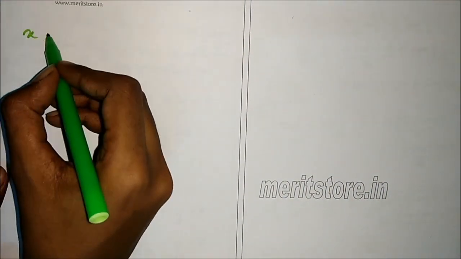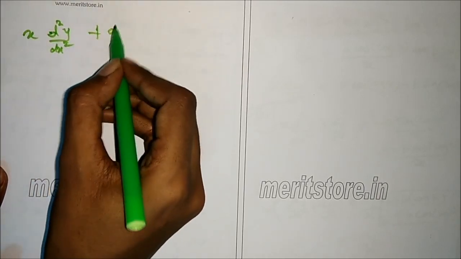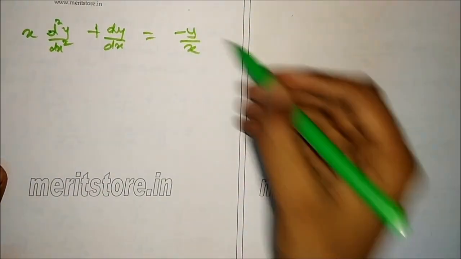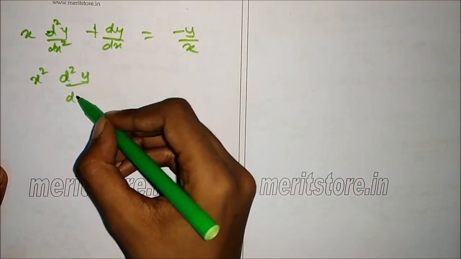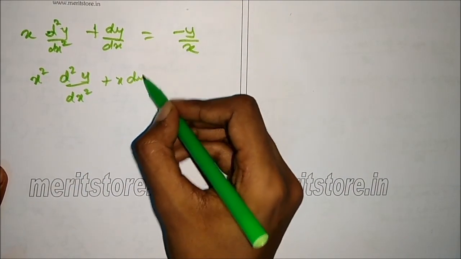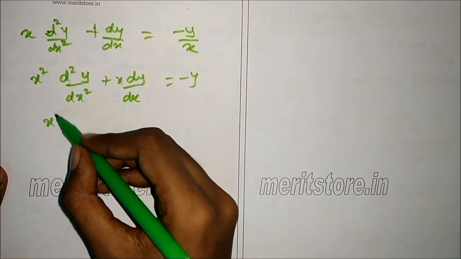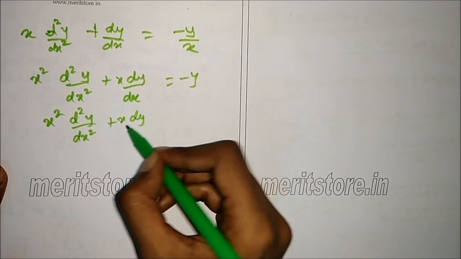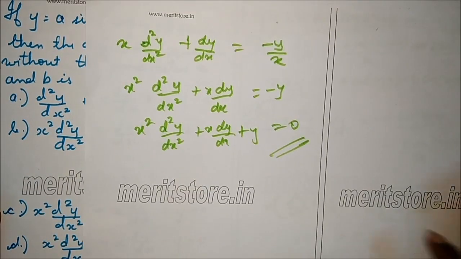So the previous step was x into d2y by dx square plus dy by dx is equal to minus y by x. Shifting this term to LHS, this will be x square d2y by dx square plus x dy by dx equals minus y. So shifting everything to LHS, this will be x square d2y by dx square plus x dy by dx plus y equals 0, and thus we got the differential equation.